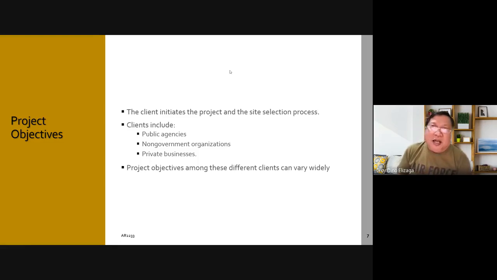Once the client approves it, the ownership of the idea goes to the client, and the client takes over. But that is seldom the case. In that case, the architect will of course charge for the proposals. But the normal course of action is that the client initiates the project. So the clients could include public agencies, government, non-government organizations, and private businesses. So these are your possible clients.